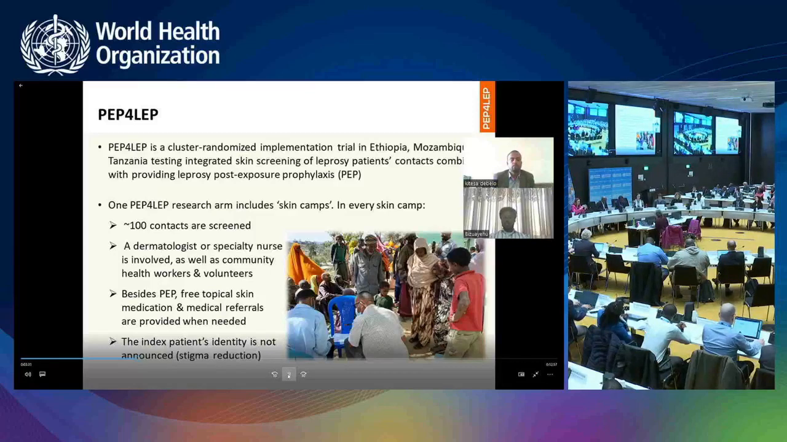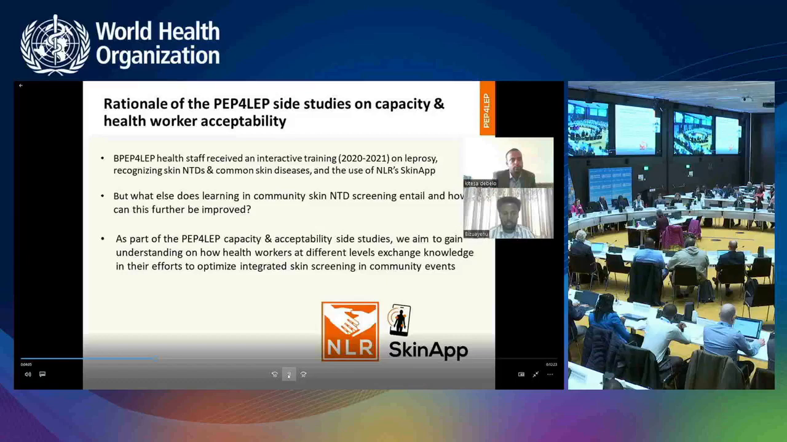The dermatologist, together with other health workers usually involved in the screening activity, provides post-exposure prophylaxis for leprosy. Besides provision of post-exposure prophylaxis, common skin diseases are treated with free topical medication. In case referrals are needed, medical referral papers are provided to the patients. The index patient's identity is not announced, to stop or reduce stigma associated with leprosy.